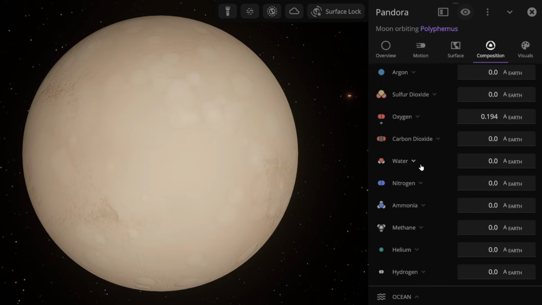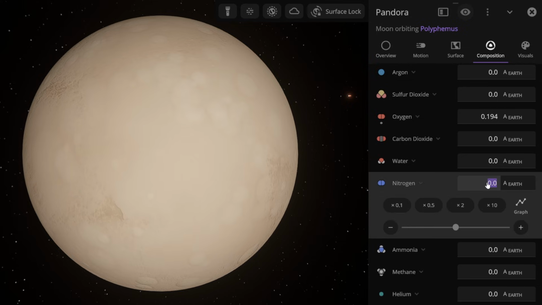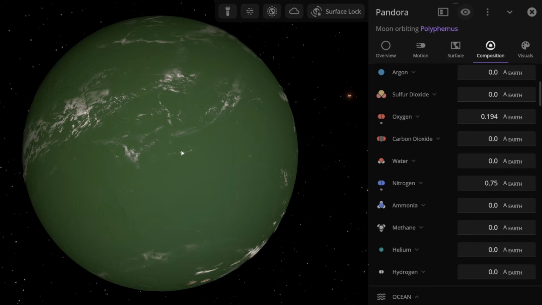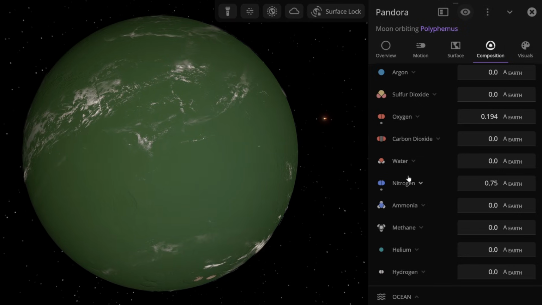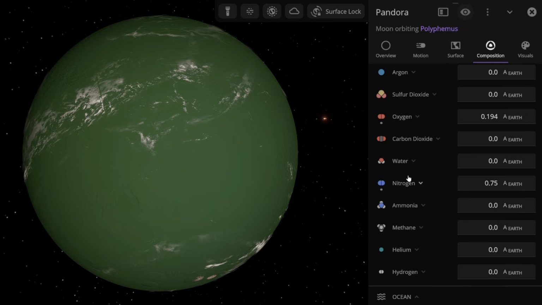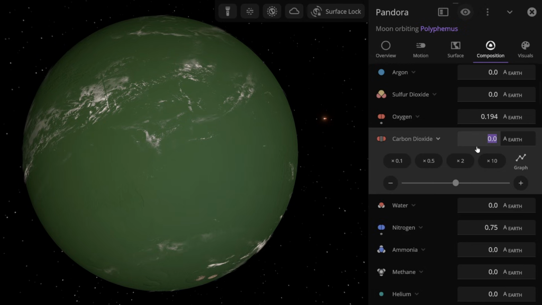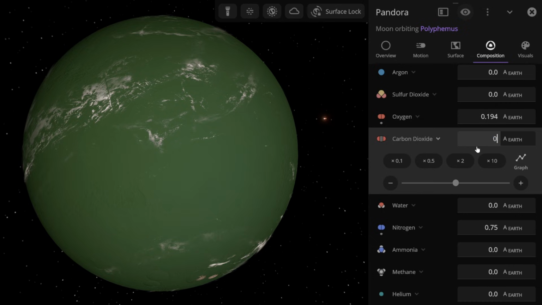But here, the main component of the atmosphere is nitrogen. And the nitrogen here, according to my calculations, is about 0.75 of Earth's atmosphere. And as soon as I added the nitrogen, our vegetation came back. And of course, there's a lot of carbon dioxide here, as much as 18%, which is why humans can't breathe on Pandora without a mask. And calculated for one Earth atmosphere, considering Pandora's radius, it comes out to about 0.162.